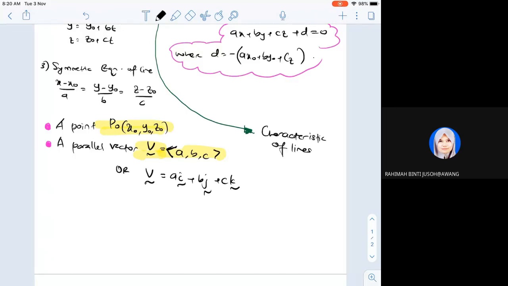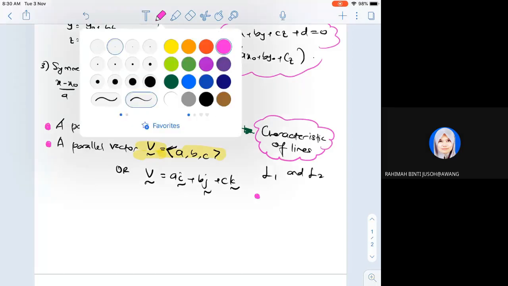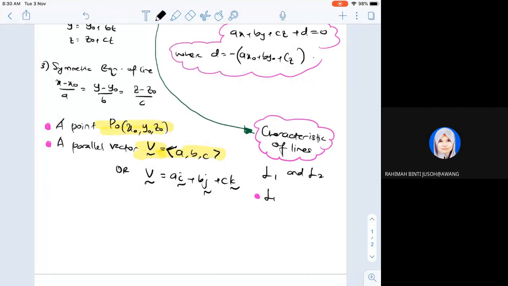Okay, let's say you have two lines, L1 and L2. So the characteristics of lines, number 1: we can say that L1 and L2 are parallel.